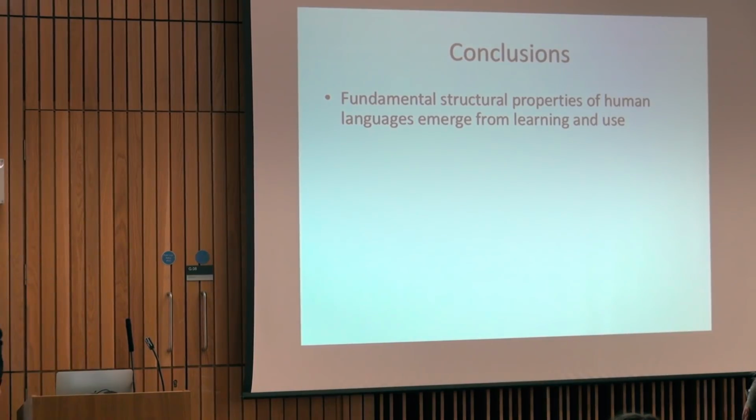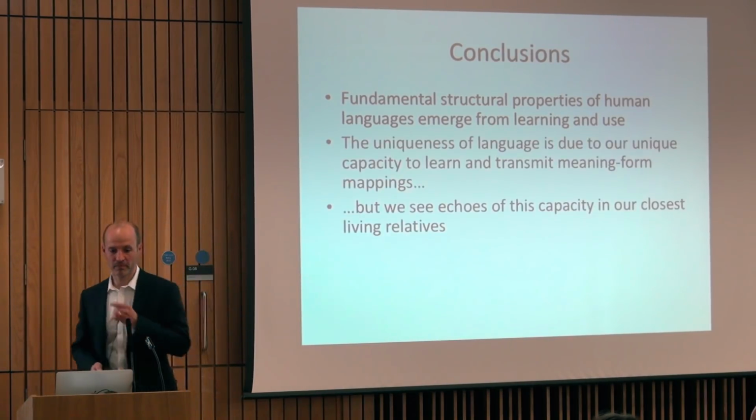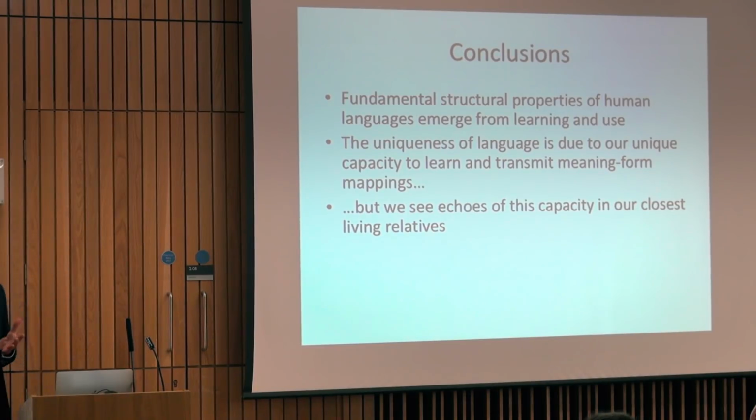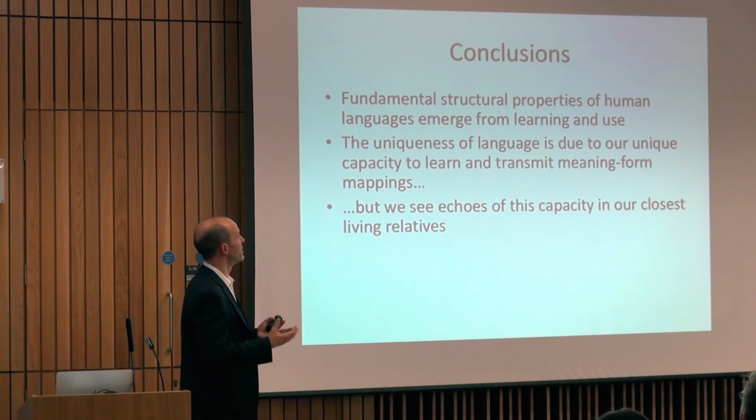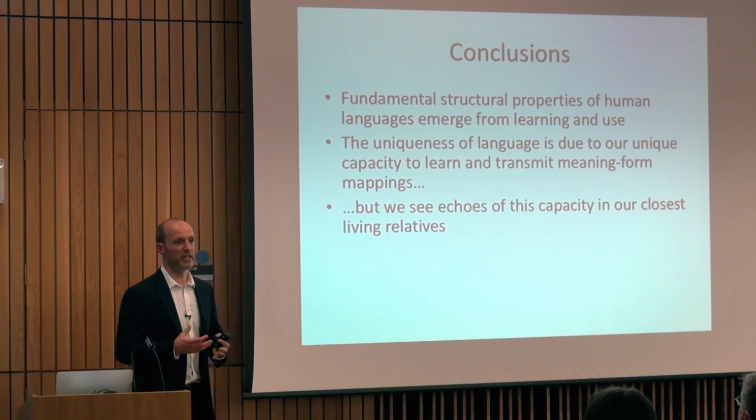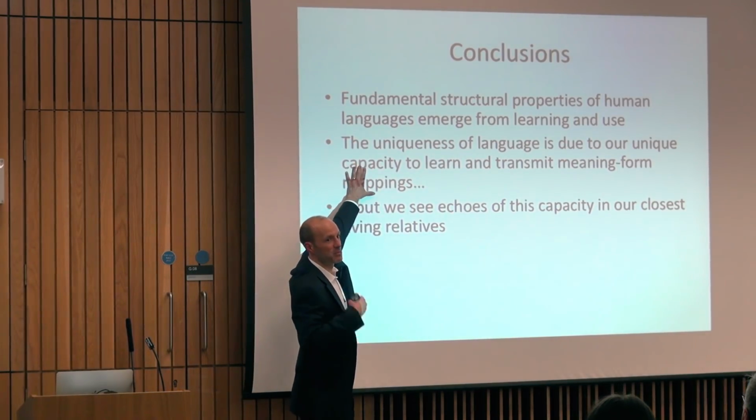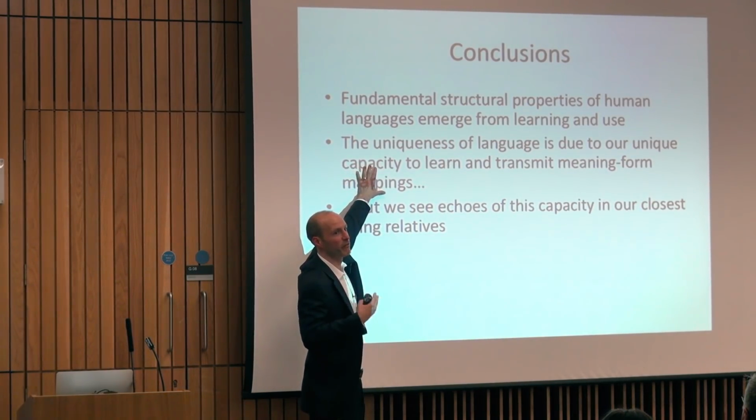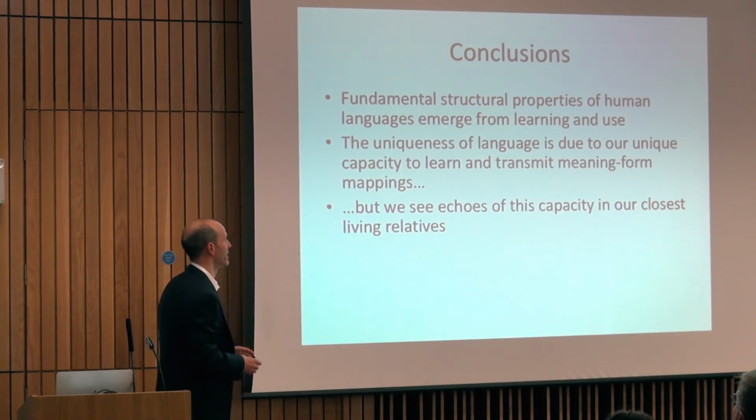Okay, so just to wrap up, we think we can show that fundamental structural properties of human language emerge from this cycle of learning and use by which real languages are transmitted. I think that suggests that the uniqueness of language is due not to some unique human structure building capacities, but rather to our unique capacity to learn and transmit meaning form mappings. That's the capacity in humans that we have to explain the evolution of. That's the major evolutionary event that happened in our lineage, but not to the other great apes.